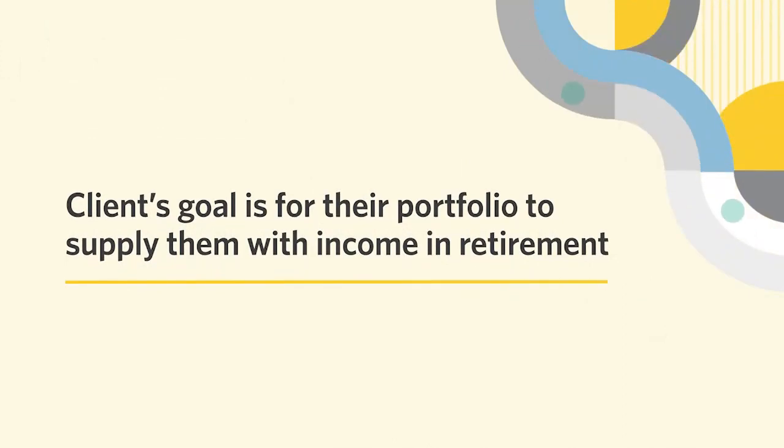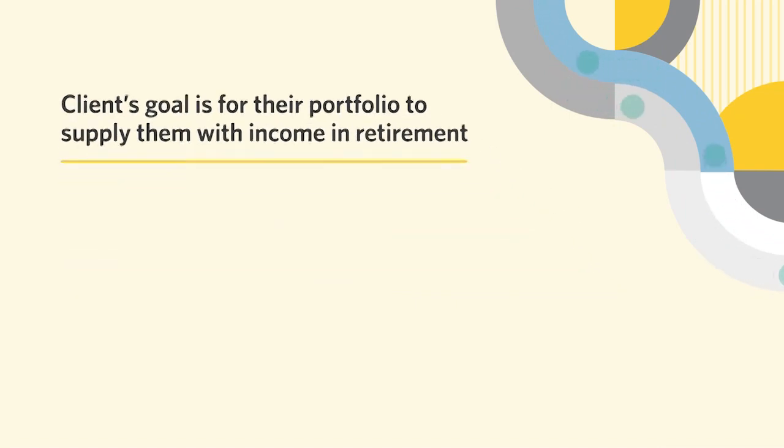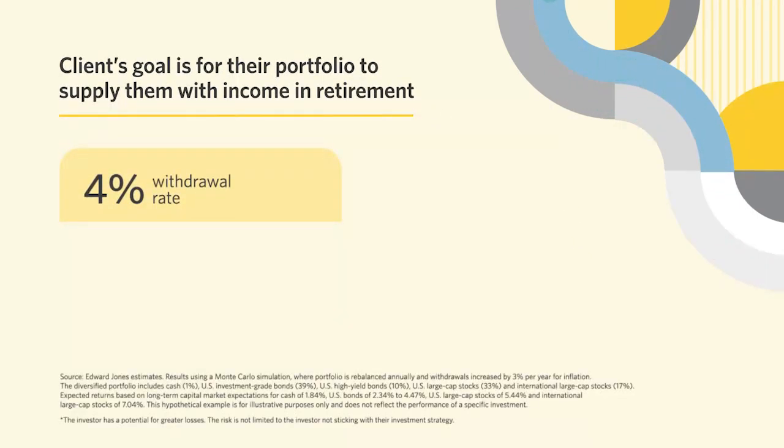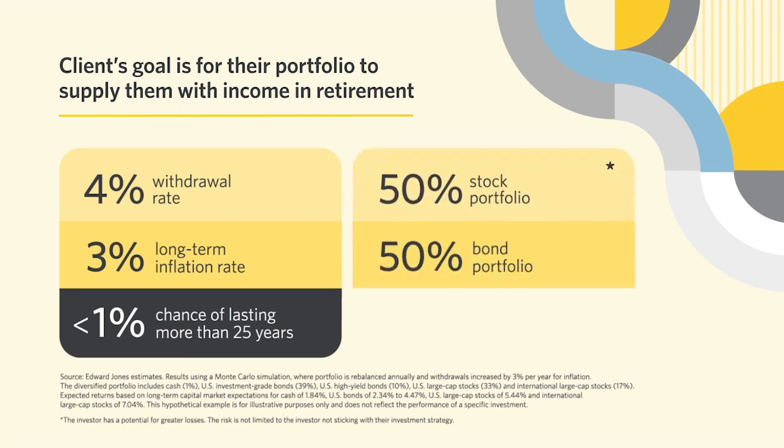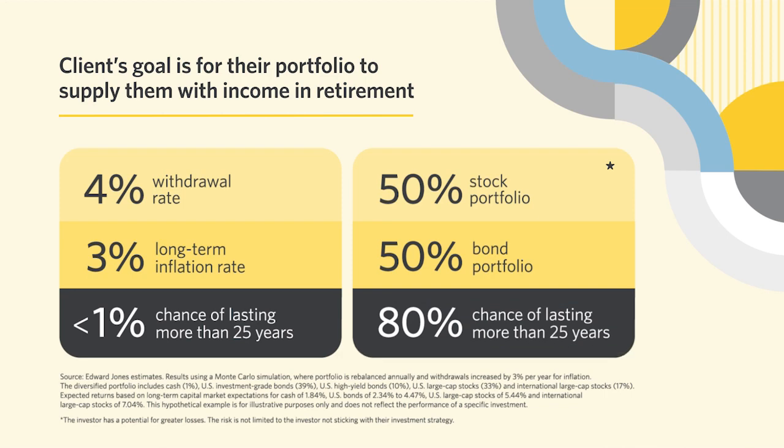Let's take a client whose goal is for their portfolio to supply them with income in retirement. Assuming a 4% withdrawal rate and a long-term inflation rate of 3%, an all-cash portfolio has a less than 1% chance of lasting more than 25 years, while a 50% stock and 50% bond portfolio has about an 80% chance of lasting more than 25 years. Why the big difference? Because growth is needed to help offset inflation over time.